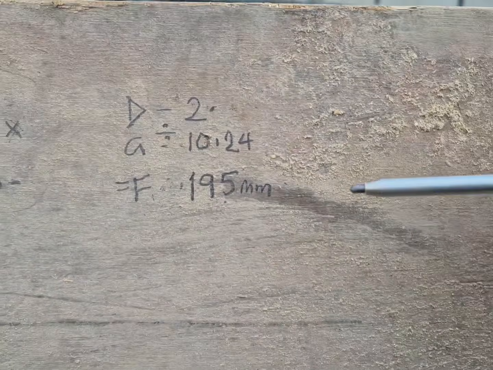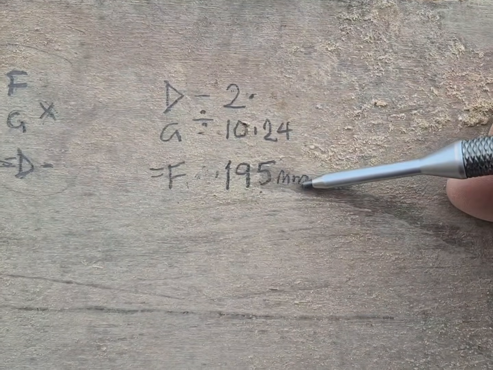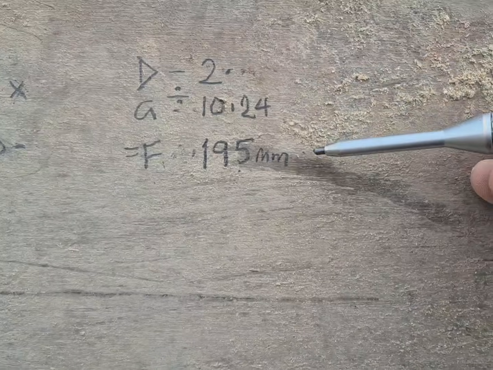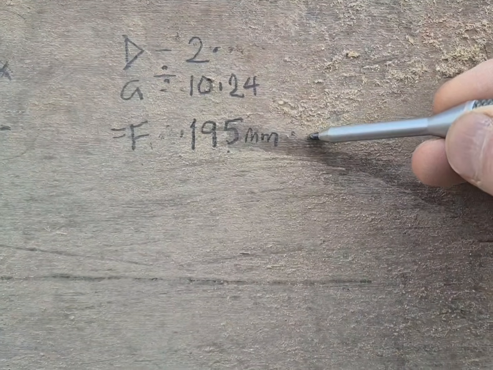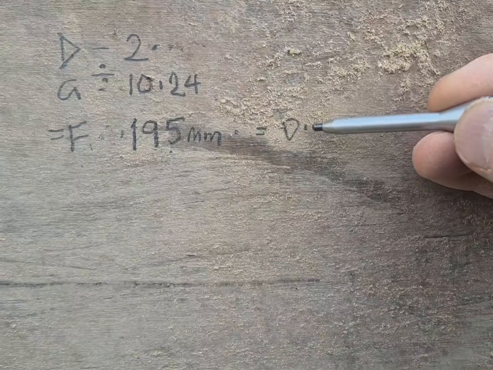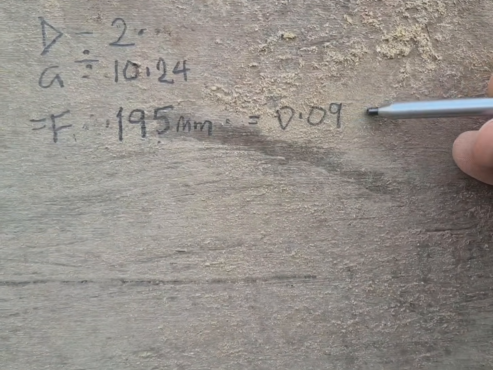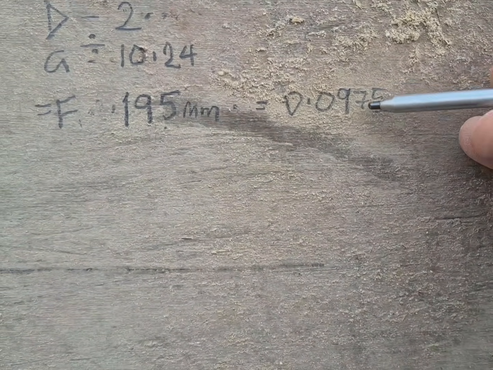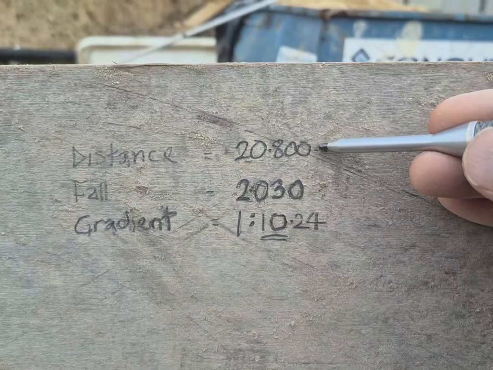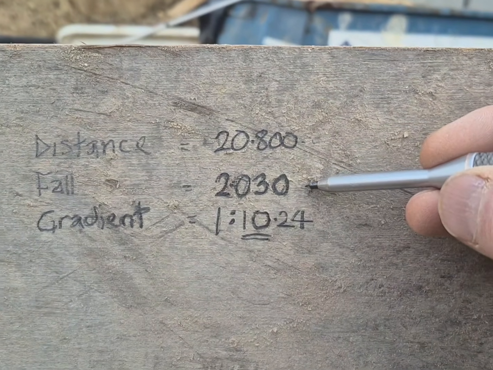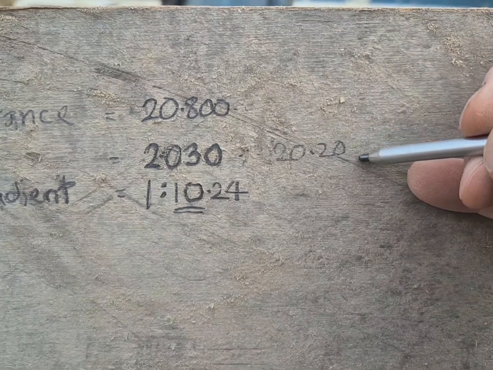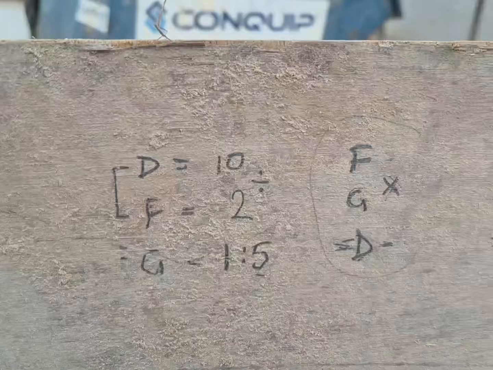And just to do a double check, this is a fall over 2 meters. So if I divided that by 2 to give me a fall over a meter, that was 0.0975, I think, something like that. If you then multiply that by the total distance, we should have that. And when I just did that, it was that. So 10 mil. So that's good enough.